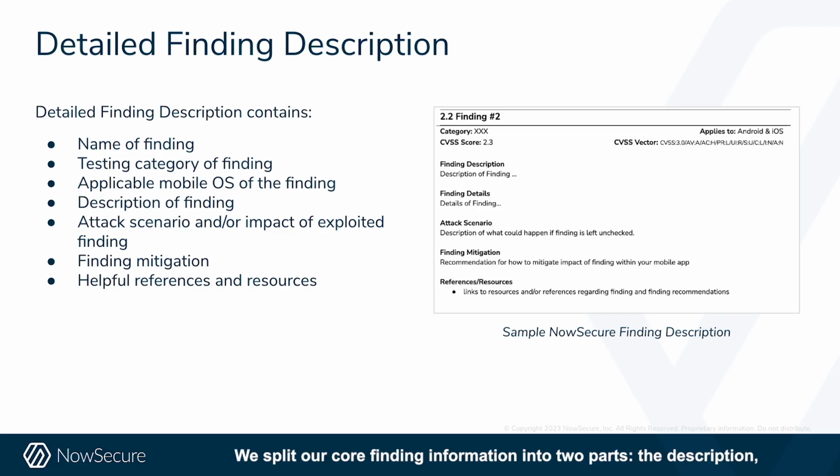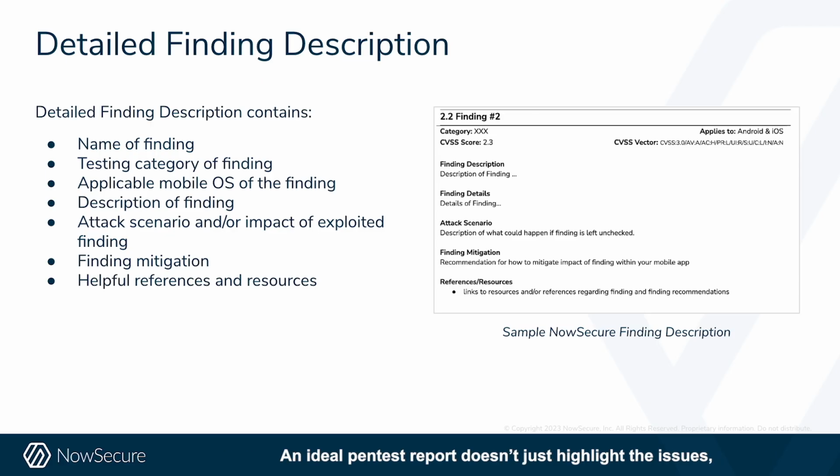We split our core finding information into 2 parts. The description, which gives the reader an understanding of the vulnerability that was identified, and the details, which gives the reader detailed information about where the vulnerability was found in the application, steps to reproduce, and evidence to back up the claim, including screenshots. Arguably just as important as the finding details is the finding mitigation.